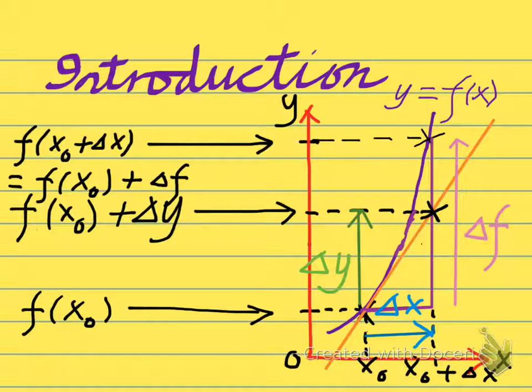Together with f of x, we have the graph of y equal to f of x in purple, associated with its tangent line in brown at the point where x equals x0. We can also see from the diagram there are three values of y labeled along the y-axis. On top, the value given by f at x0 plus delta x, which is also equal to f at x0 plus delta f.